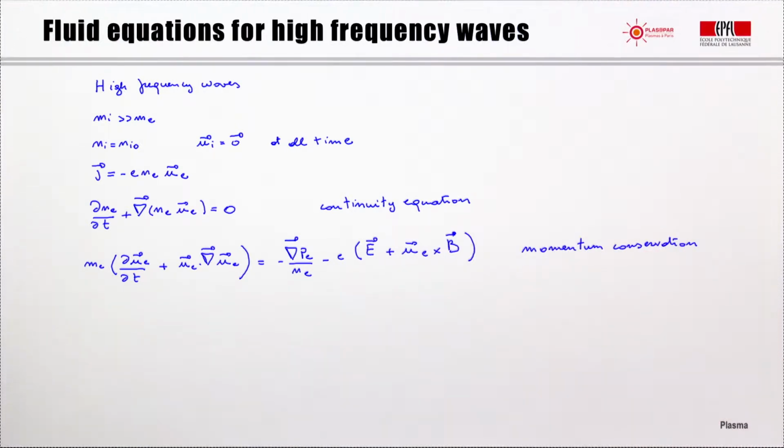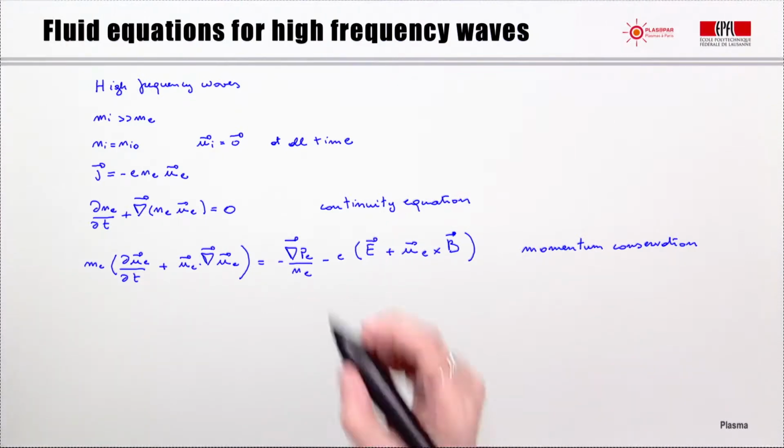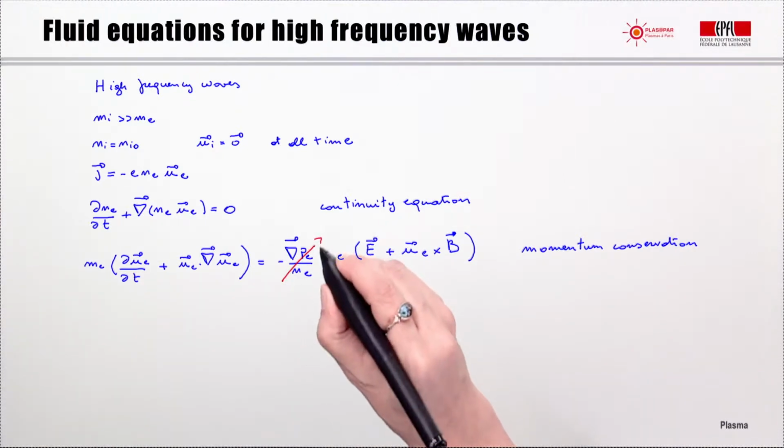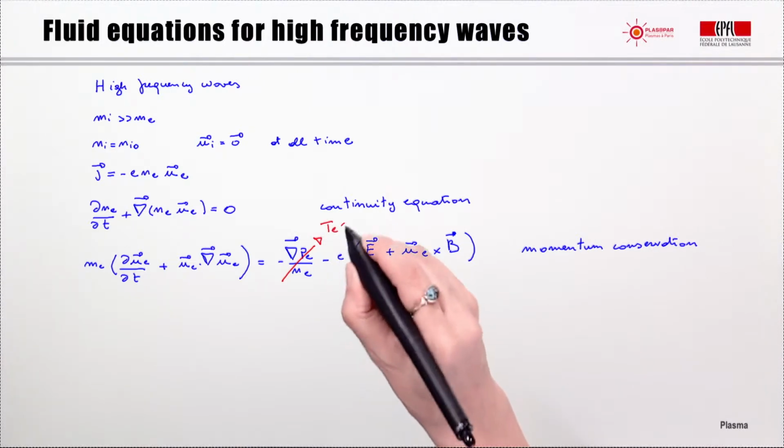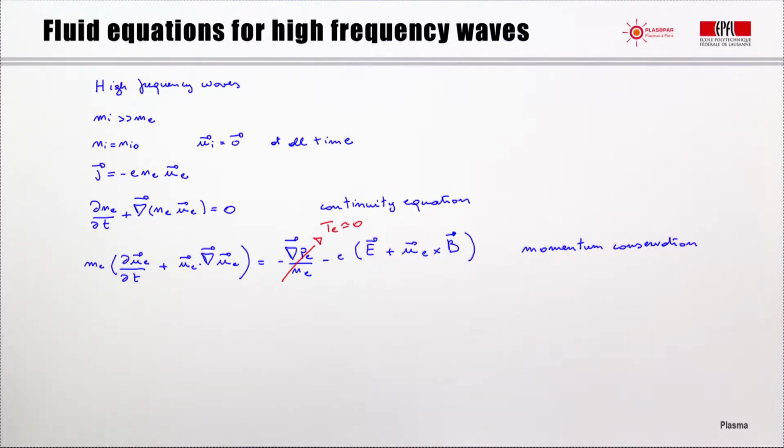In this equation, since the electrons behave as a charged fluid responding to electromagnetic fields and pressure fields, we have a pressure term. However, in our case, we consider a cold plasma and we can neglect this term. We can now consider a small perturbation and linearize our equations, the fluid equations and the Maxwell equations.